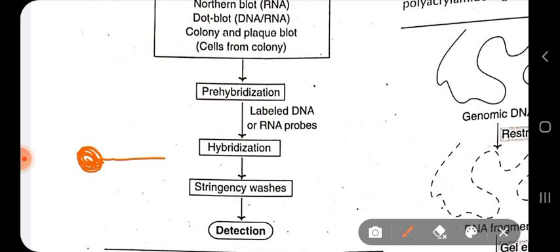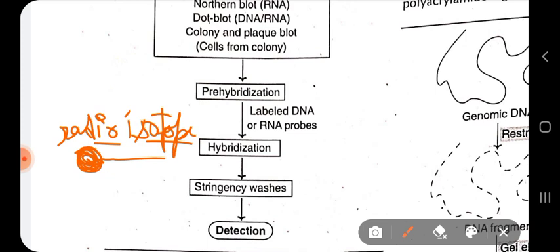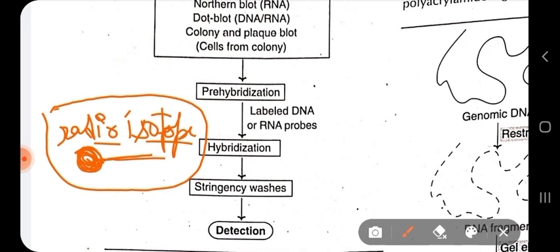Generally in the book it is given as radioisotope. Radioisotopes are the most used, but because of radioactive pollution, nowadays fluorochromes are used instead, which absorb a certain wavelength of light and emit light, which will be detected in autoradiography or under UV light.